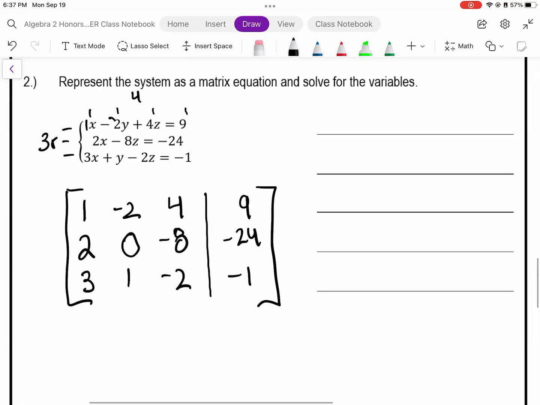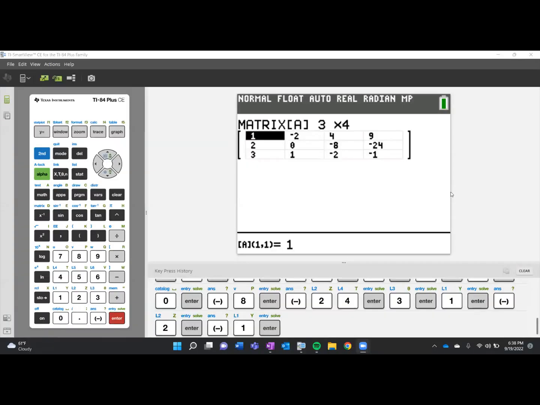What I want you to do right now is take a few seconds and input that into your calculator. All right, so notice that I'm on my matrix and I created a 3 by 4 matrix, and you can see that the coefficients match: 1, -2, 4, 2, 0, -8, 3, 1, -2, and then the constants match.